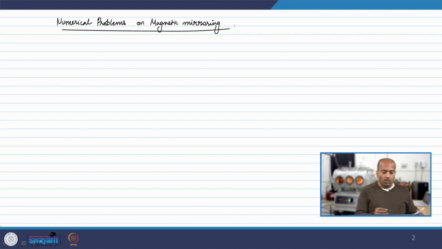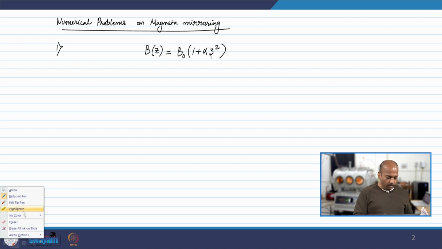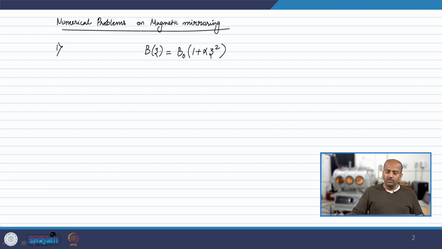So let us say the first problem is, let us consider a magnetic mirror configuration such that the axial magnetic field along the axis is given by this relation, right. What does this expression mean? The magnetic field as a function of z varies like this, B naught times 1 plus alpha z square. Alpha is a constant and z is the coordinate, which is, let us say, like this.